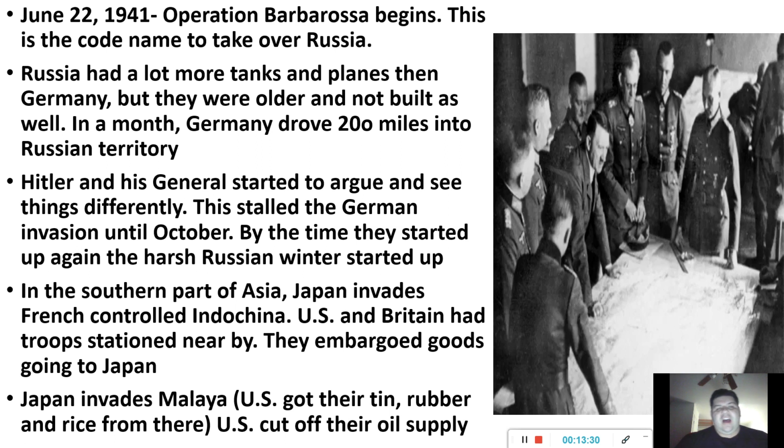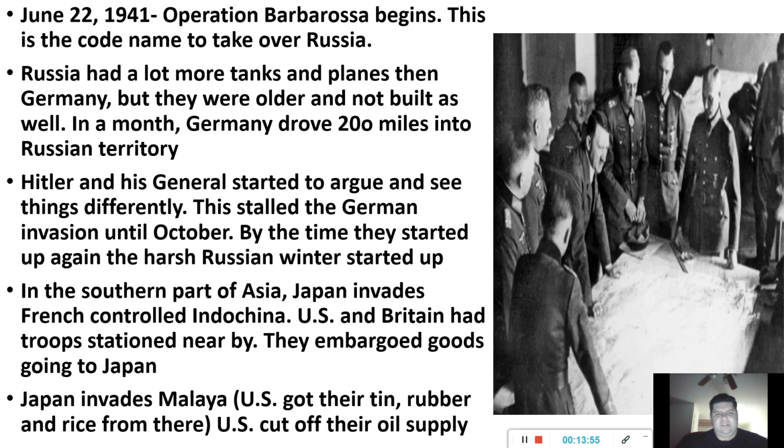June 22nd, 1941, Operation Barbarossa begins. This is the code name for them to take over Russia. Hitler wants to get Russia now. Here's the thing. Russia did have more tanks and more planes than Germany. However, their tanks and planes were older and not built as well.